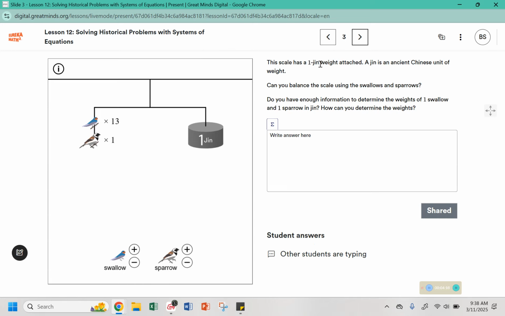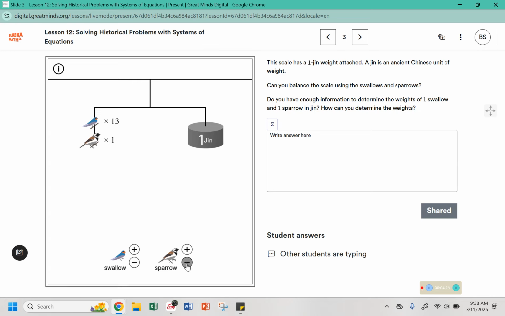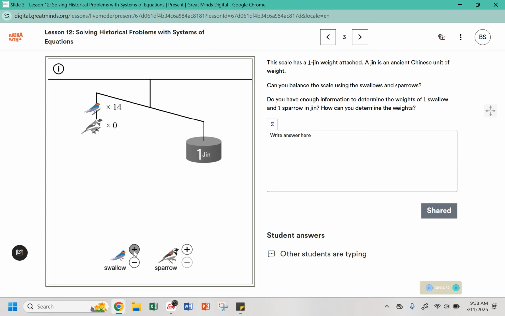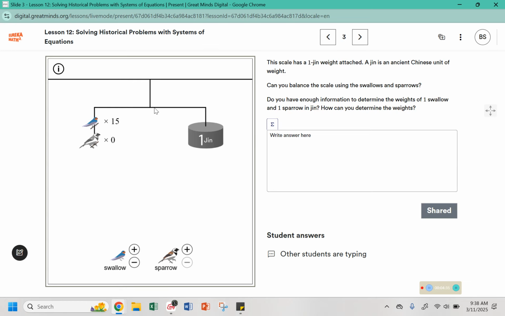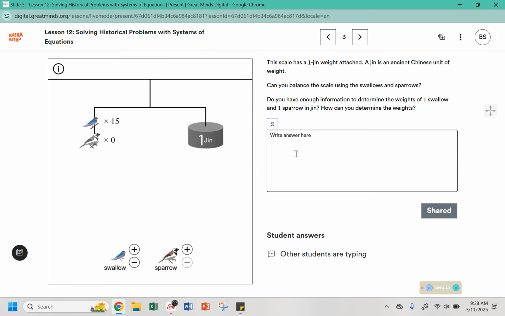This scale has a 1 jin weight attached. A jin is an ancient Chinese unit of weight. Can you balance the scale using the swallows and sparrows? Do you have enough information to determine the weight of 1 swallow and 1 sparrow in jin? And how can you determine the weights? So I have here an unbalanced scale. But if I put 15 swallows on there, I get the weight of 1 jin. So can I balance the scales using swallows and sparrows? Yes.